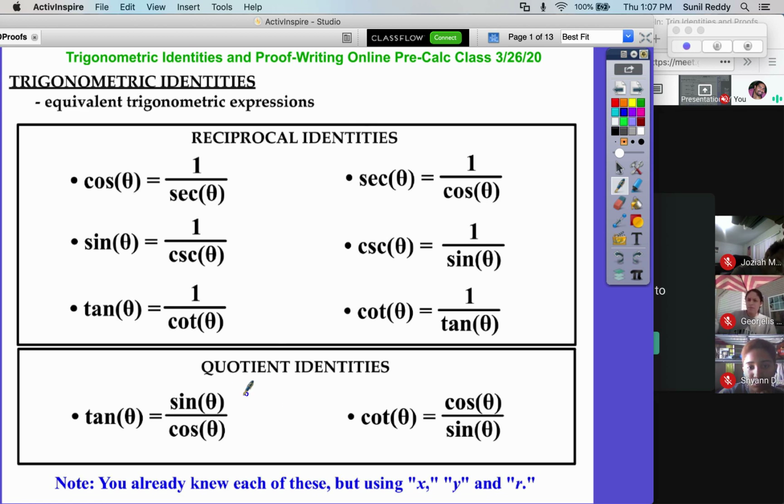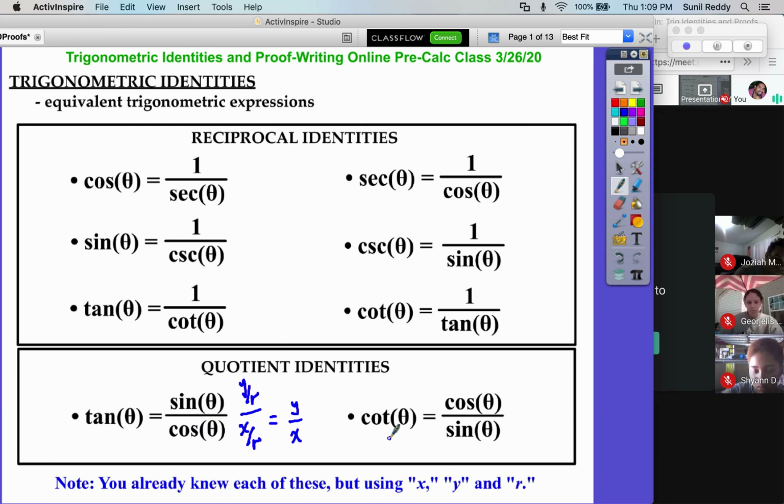It's a little different from my other tablet. So again, sine is y over r, cosine is x over r. Obviously the r's just cancel, and that leaves us with just y over x. So we already knew that tangent was y over x, so now we can just think of tangent in terms of sine divided by cosine. So that's an important identity to remember.